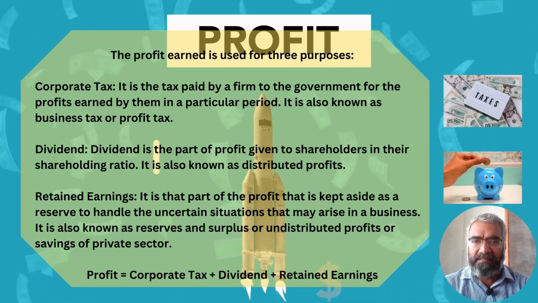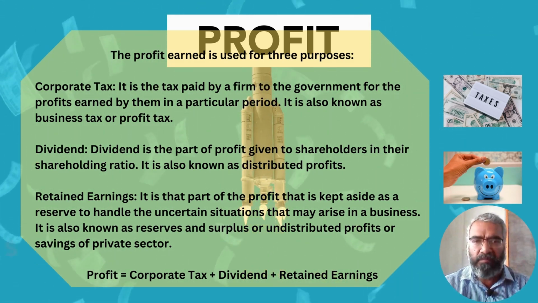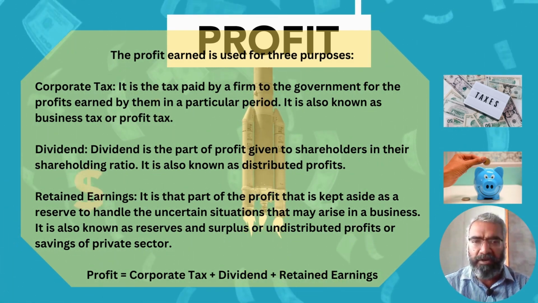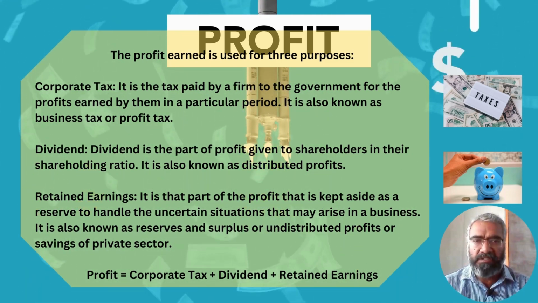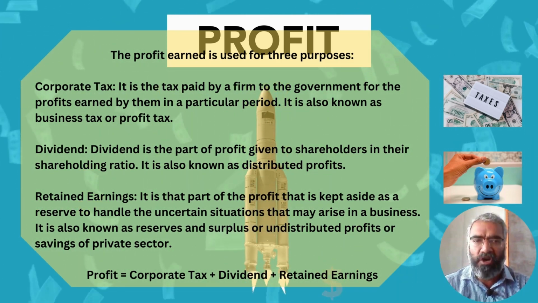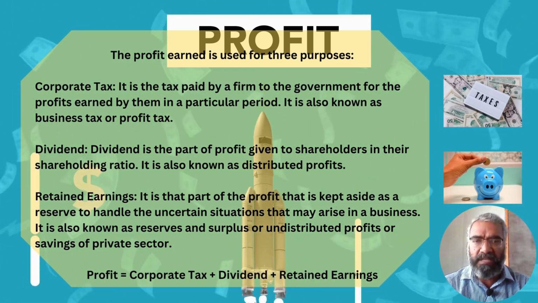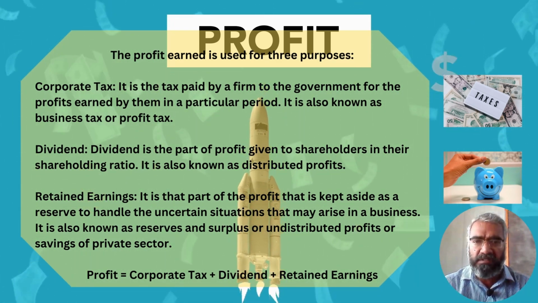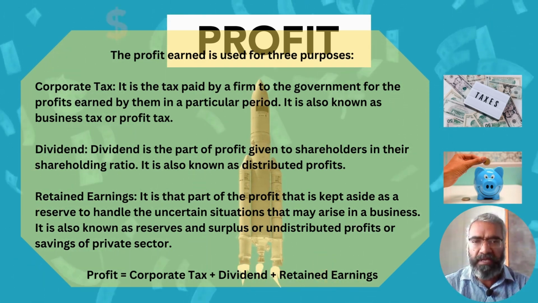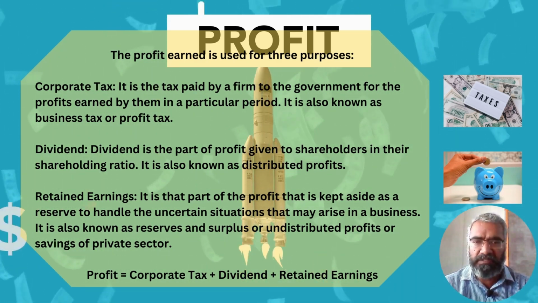Number one, corporate tax. It is a tax paid by a firm to the government for the profits earned by them in a particular period. It is also known as business tax or profit tax. Number two, dividend. Dividend is a part of profit given to the shareholders in their shareholding ratio. It is also known as distributed profits.